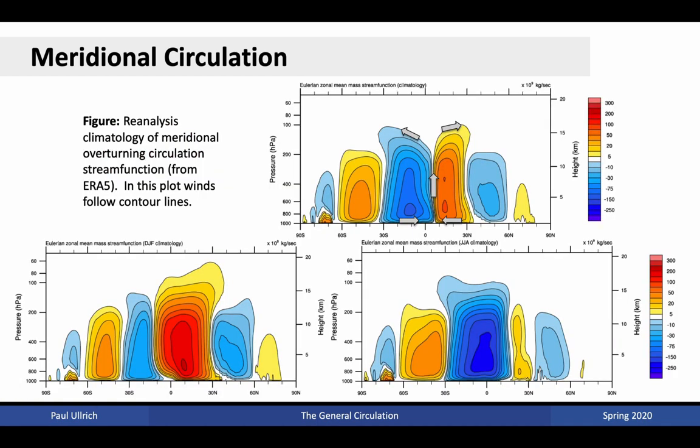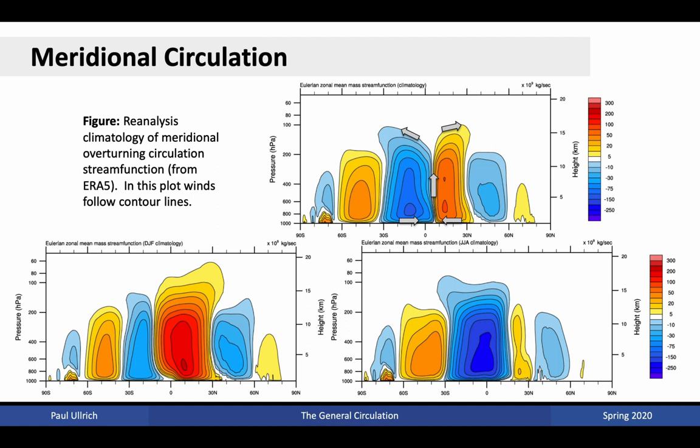The meridional circulation can perhaps be best visualized using the Eulerian zonal mean mass stream function. This function is preserved following fluid parcels, so fluid parcels tend to move along lines of constant stream function. The blue regions corresponding to negative values of the stream function are associated with counterclockwise motion, whereas the lighter colored regions, the warmer regions, are associated with clockwise rotation.